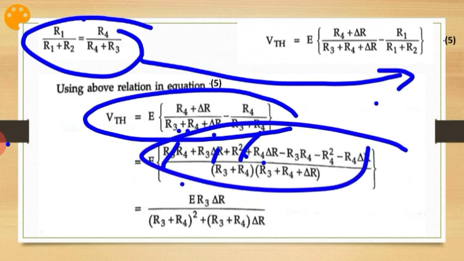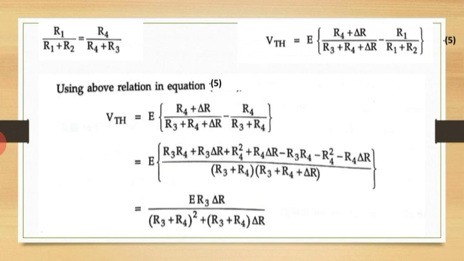Okay, and after that we are cancelling some of the terms. I will show you once again here. So here this is R3 into R4, plus and minus, it cancels. Similarly, R4 delta R plus and minus R4 delta R. Minus R4 square plus R4 square. Like that they will get cancelled.